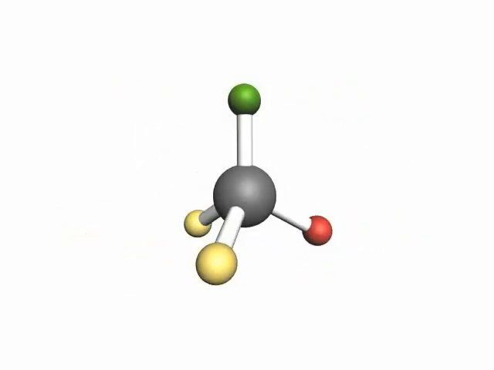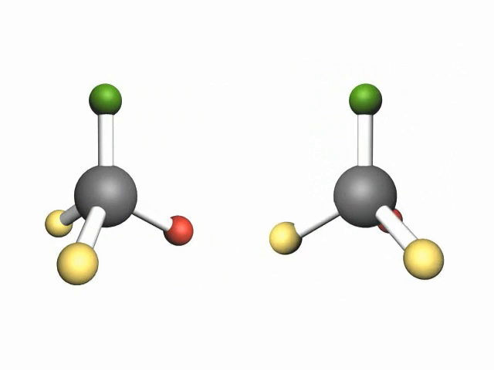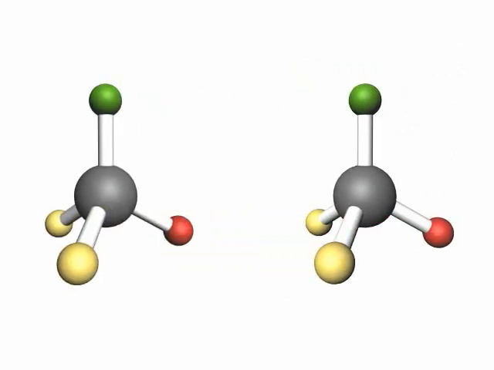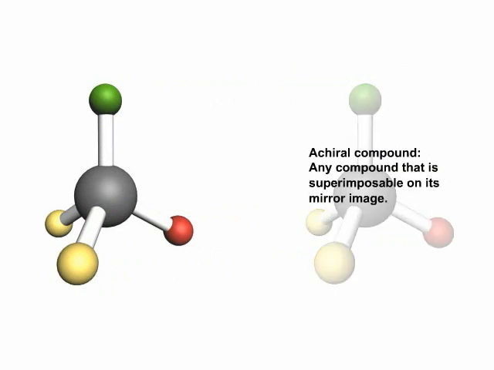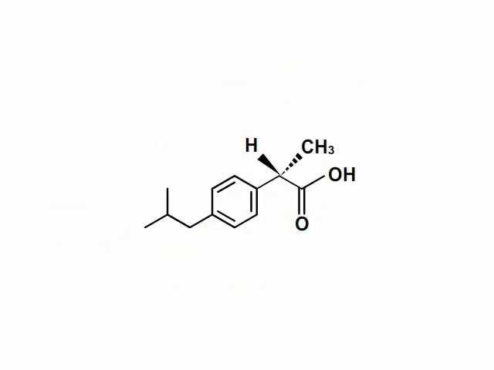Not all compounds possess chirality. The molecule shown is superimposable on its mirror image. Compounds that are superimposable on their mirror images are known as achiral compounds and do not exhibit chirality. This mirror image test is a way to determine whether or not any object or molecule is chiral or achiral.